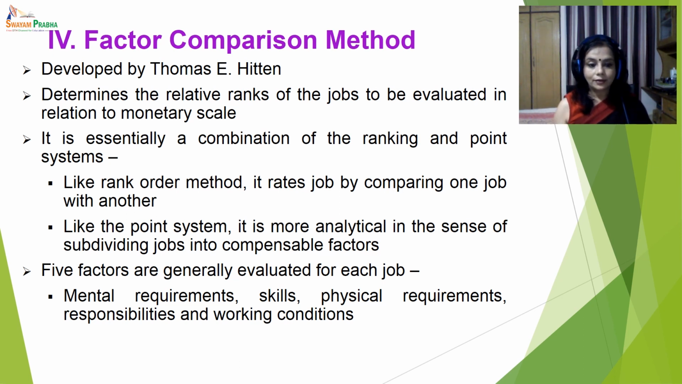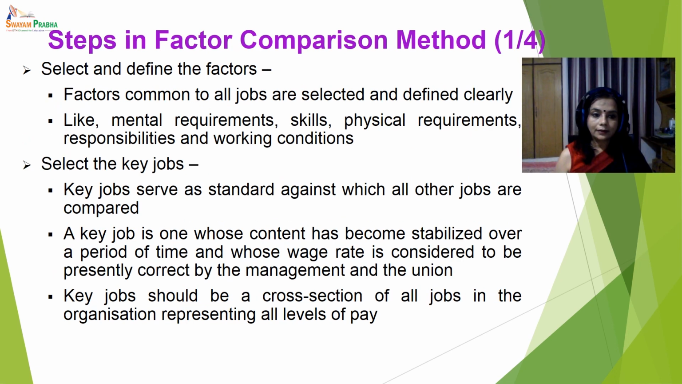Five factors are generally evaluated for each job: mental requirements, skills, physical requirements, responsibilities, and working conditions. So these are the 5 factors which are evaluated. Steps in the factor comparison method. First step is to select and define the factors. We have already said that for this method, we generally use 5 factors like mental requirements, skills, physical requirements, responsibility, and working conditions. These factors are common to all jobs, and hence they are selected and defined clearly.